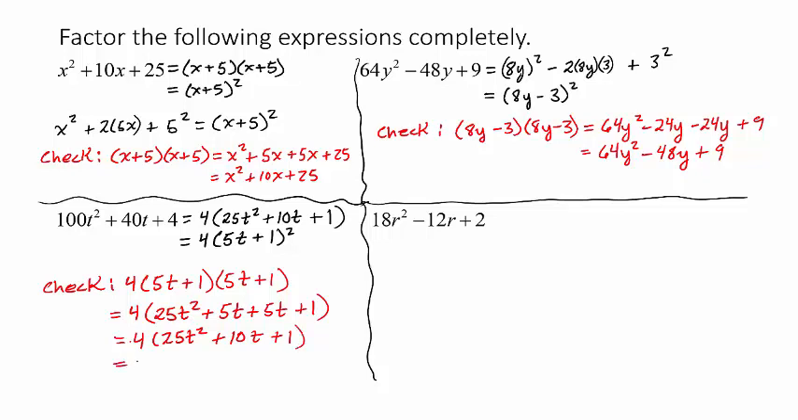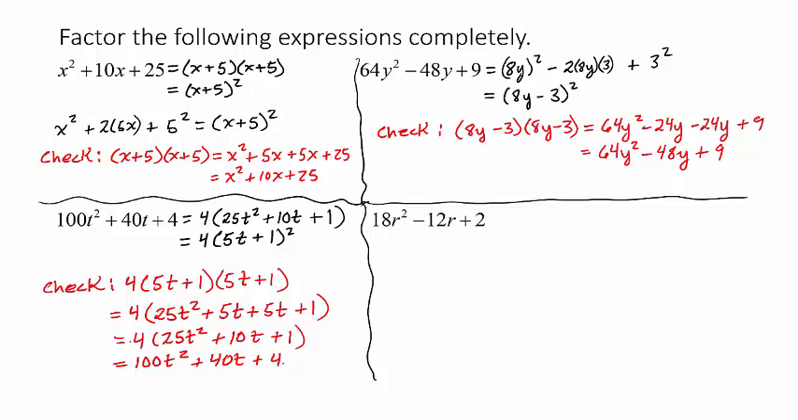If we distribute the 4 through, 4 times 25 is 100. So we get 100t squared. 4 times 10t is 40t. And 4 times 1 is 4. Okay, so we get back to what we started with, that original expression.